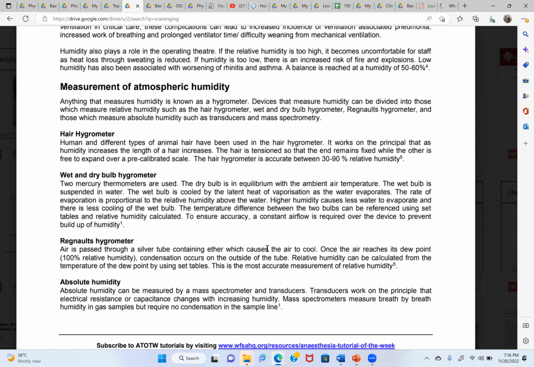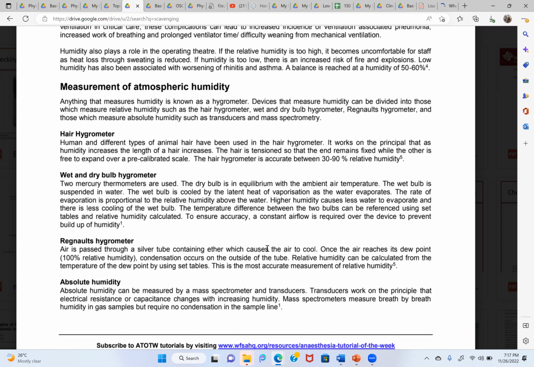Then the wet and dry bulb hygrometer. Two mercury thermometers are used. The dry bulb is in equilibrium with the ambient air temperature. The wet bulb is suspended in water. The wet bulb is cooled by the latent heat of vaporization as the water evaporates. The rate of evaporation is proportional to the relative humidity above the water. Higher humidity causes less water to evaporate, and there is less cooling of the wet bulb. The temperature difference between the two bulbs can be referenced using set tables and relative humidity calculated.